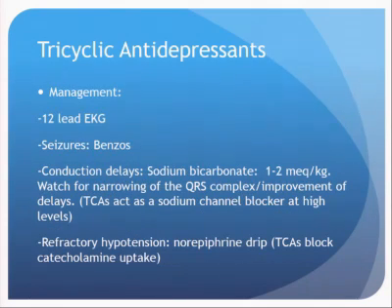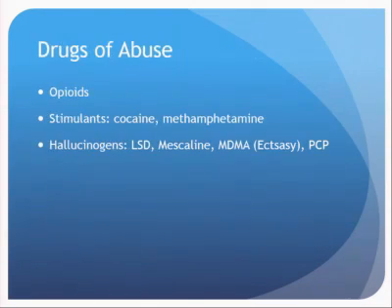The management, the most important thing I can do for a tricyclic ingestion is get a 12-lead EKG, because we're looking at that QRS complex to see if it's wide or not. That's going to dictate my treatment. So if they have seizures, we give benzos. If there's conduction delays, meaning the widening of the QRS complex, we're going to give sodium bicarbonate. And then we repeat the EKG and repeat the sodium bicarb until the QRS complex is narrowed, because again, these act also like sodium channel blockers at high levels. And then we may have to treat any refractory hypotension with pressors.